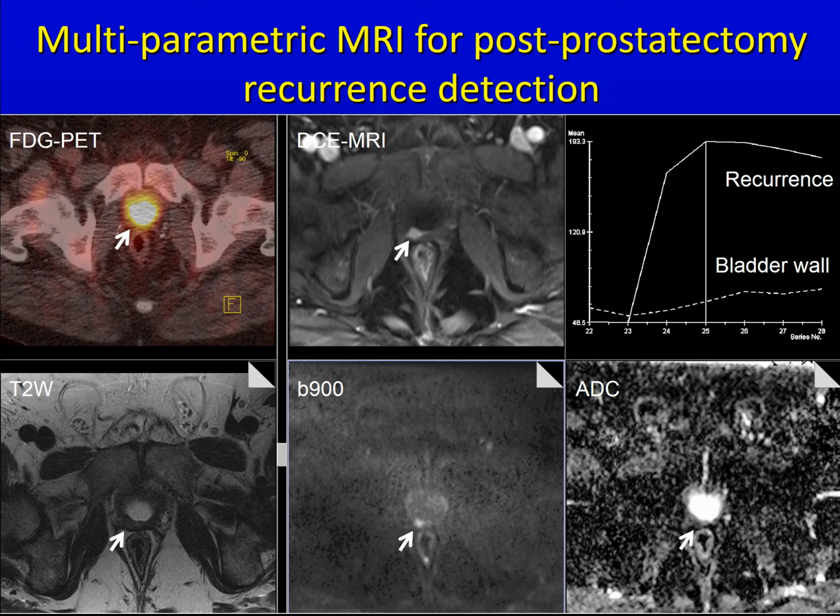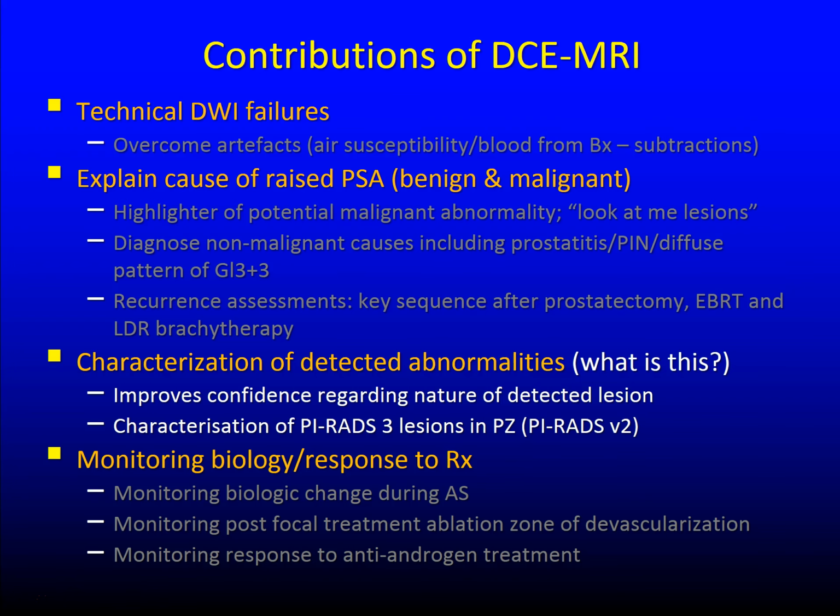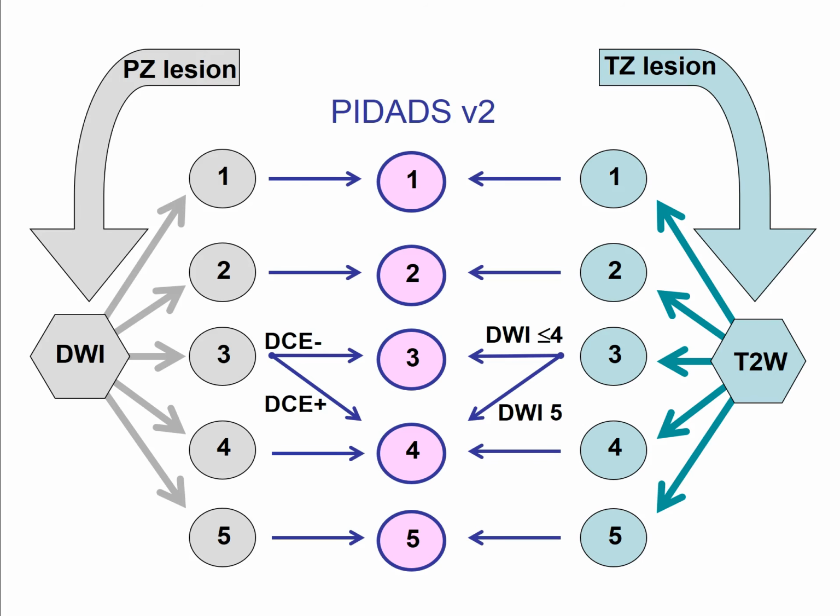This is the classical use of DCE MRI, showing an area of recurrence, which in this particular instance is also positive on the diffusion sequence and difficult to call on a T2 sequence alone. The other area where I think DCE can be helpful is in characterizing an abnormality that you have seen, and this is incorporated into the PI-RADS version 2 system.